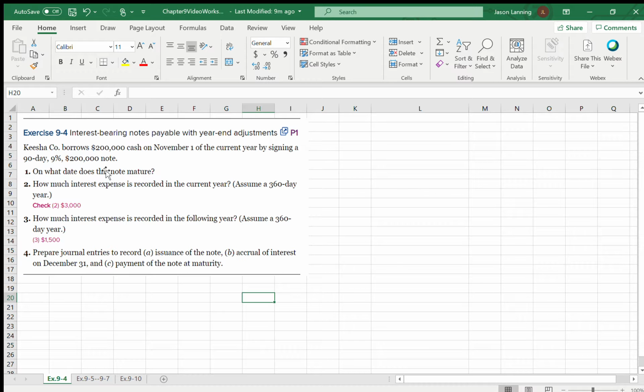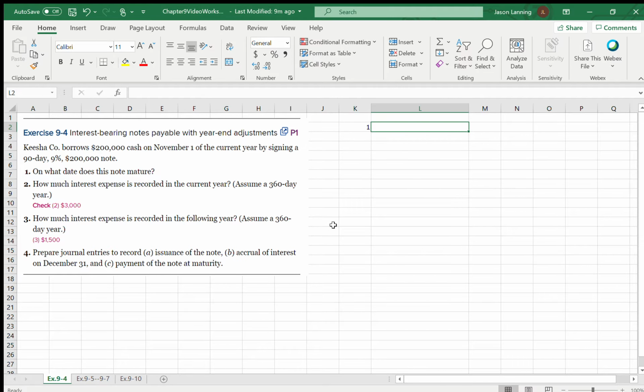So, Keisha Company borrowed $200,000 cash on November 1st of the current year by signing a 90-day, 9% $200,000 note. They ask what date does the note mature, how much interest expense in the current year, how much in the following year. I hate to give you the answers, but that's for you to check. And then to do journal entries here.